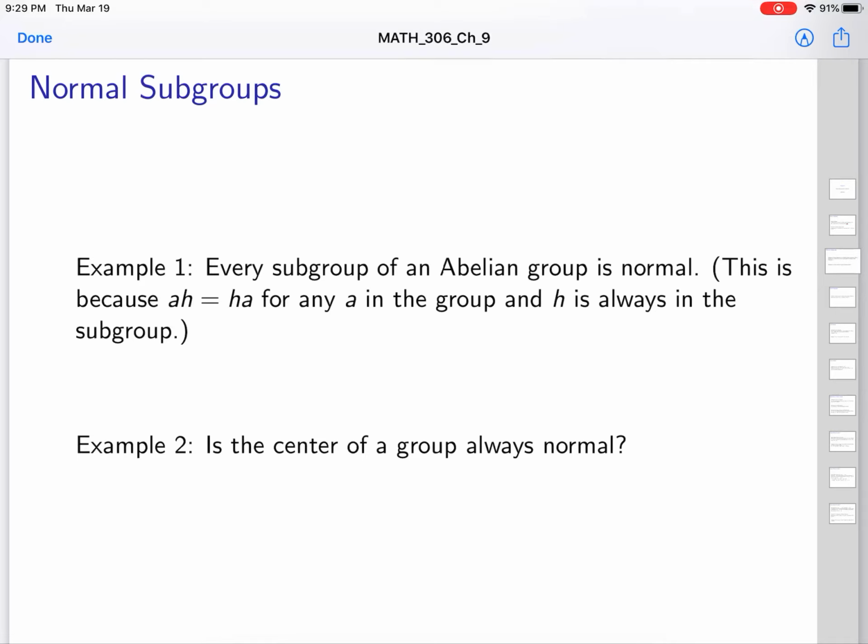So now think about the center of a group. Is the center of a group always a normal subgroup? We know the center of a group is always a subgroup, but is it normal? To answer that question, you might have to go back and look up your definition for the center of a group. So if you need to, press pause real quick, go back, look up the definition, and then come back as we explore this solution.